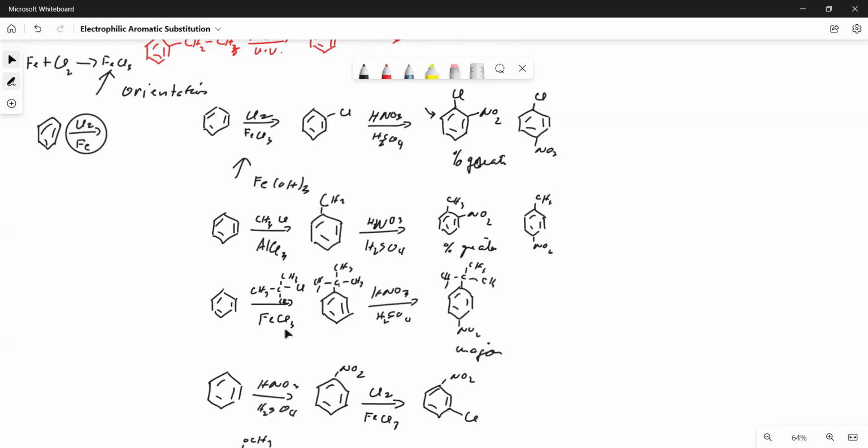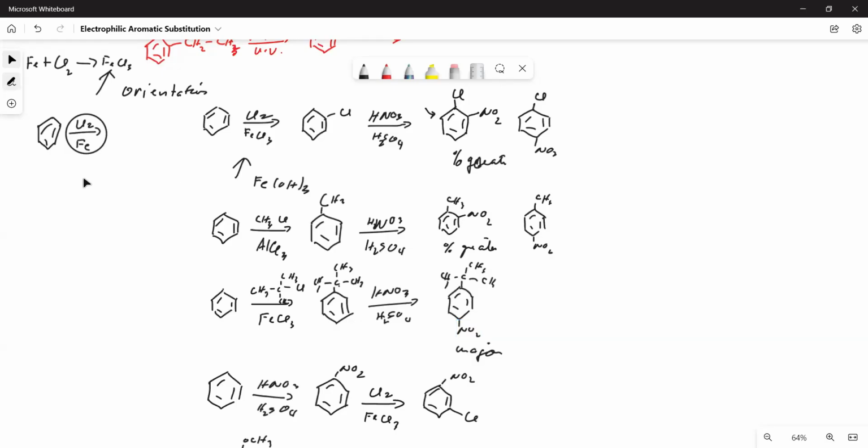You react this with ferric chloride. Okay, the chlorine will be removed by the Lewis acid, so the carbocation will be here at the carbon. So this is the one that will be attached. So you have tertiary butylbenzene. Now, if you subject this to nitration reaction, obviously, there is a steric effect that's too big. So the NO2 will not be at the ortho, but rather at the para position. So this becomes the major product.